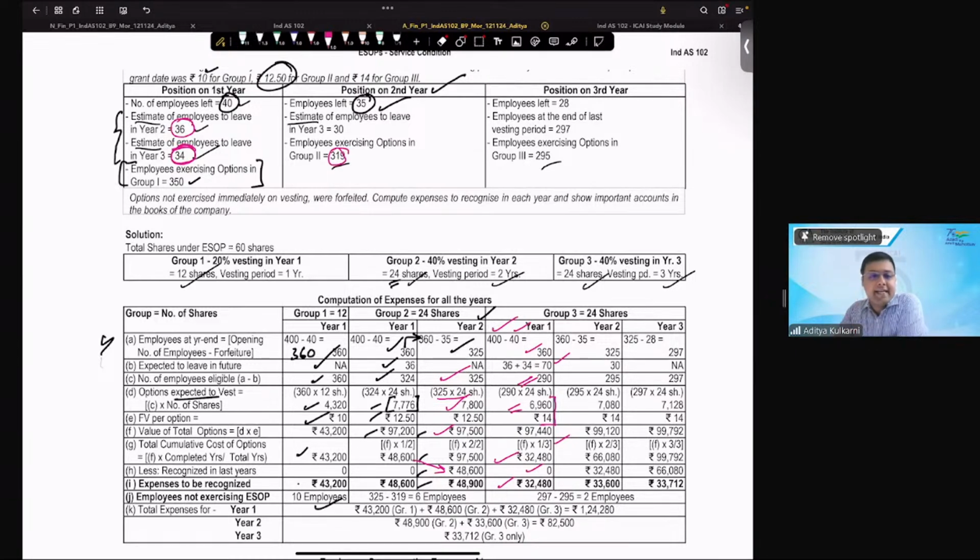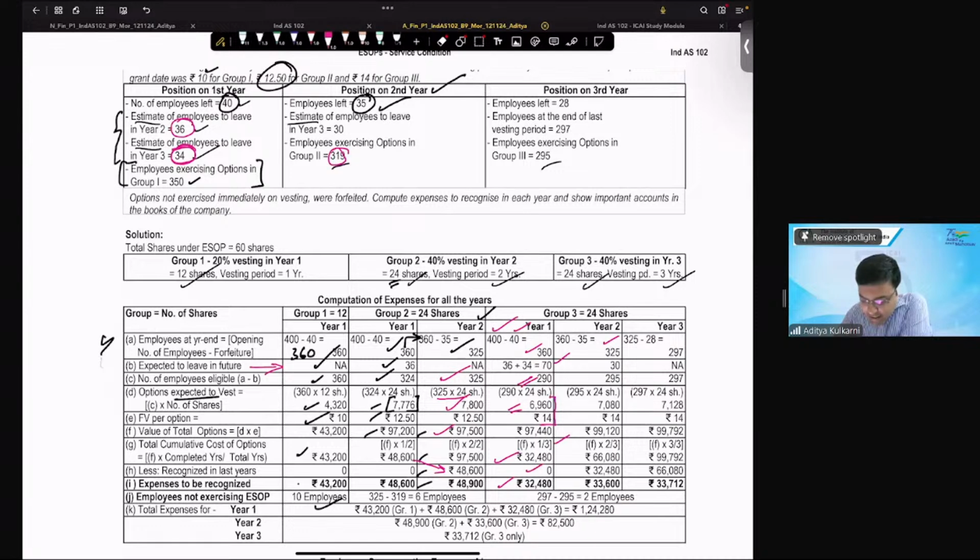I come to the second year. 325 employees are there at the end of year 2. Tell me, is this 325 actual or is this an estimate? Actual. I hope everybody is on the same page with us. And the more you interact, the more we understand. All right, so 325 actual. Now, number of employees expected to leave in the future, that means in year 3.